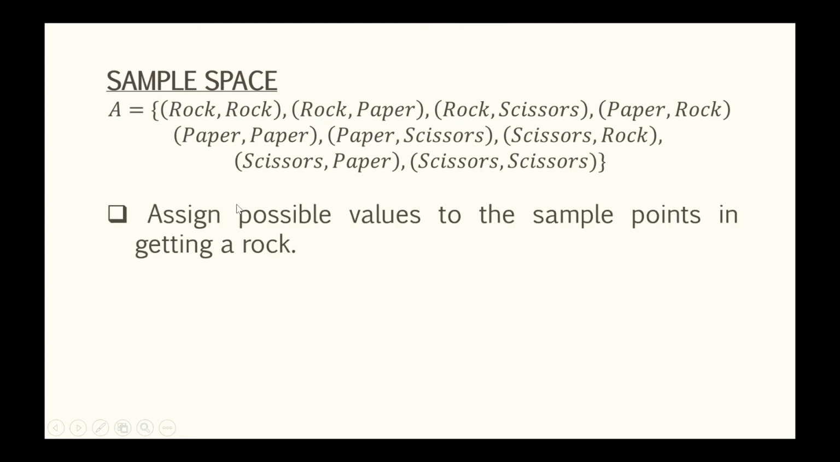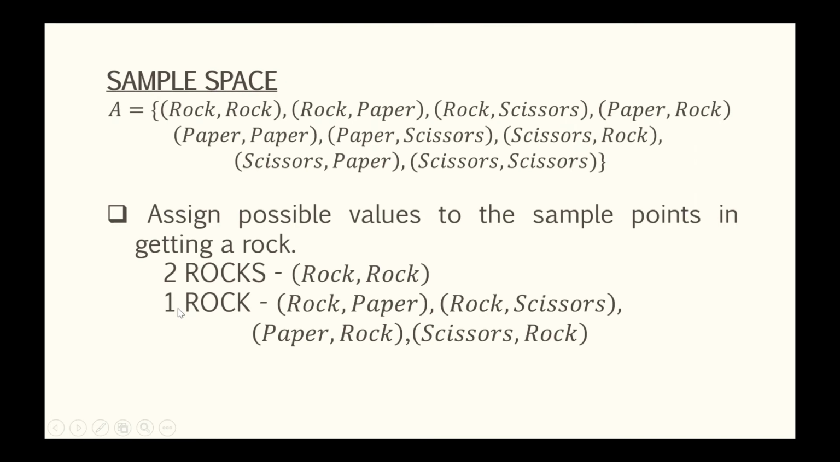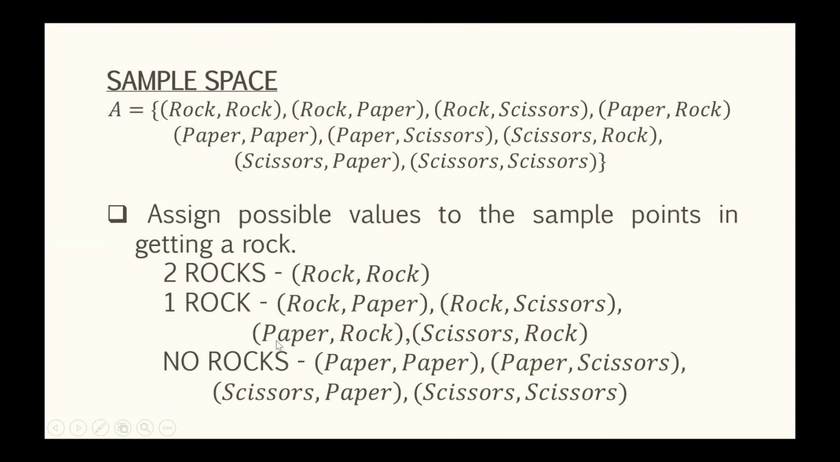If you're going to assign possible values to the sample points in determining the number of rocks, from the sample space we can have two rocks in one outcome. We have rock, rock. There are two rocks. We can have one rock from the sample space. We have here rock, paper; rock, scissors; paper, rock; and then scissors, rock. And then we can have no rocks at all, or zero.